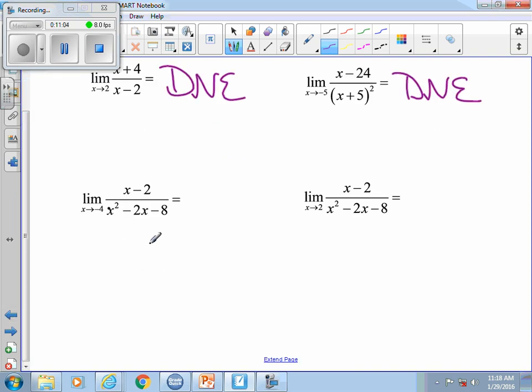How do you know? Negative 4 squared is 16 plus 8, right? Everyone agree? 16 plus 8. What is 16 plus 8? 24. And what's 24 minus 8? 16. Yep. Negative 6 over positive 16.